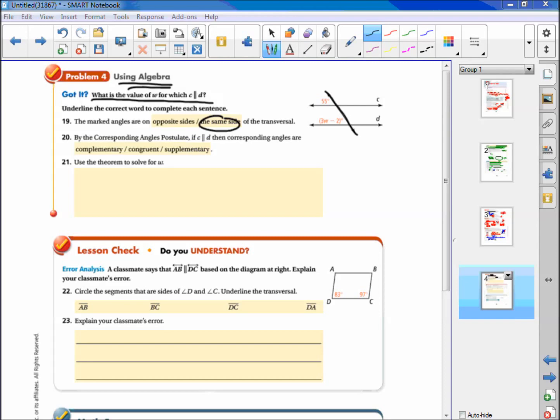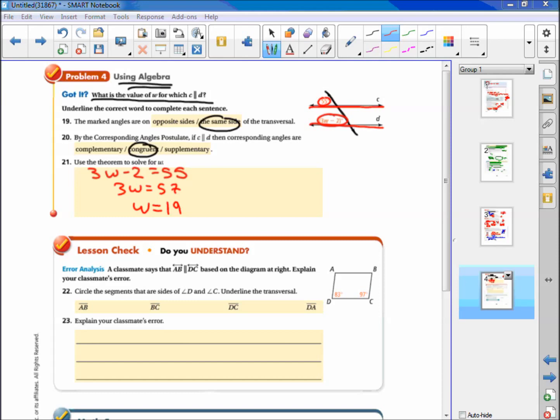By the corresponding angles postulate, C and D are supposed to be parallel. So then the corresponding angles are congruent. Okay, so if C and D are parallel, then these two angles in corresponding positions should be congruent. So we can use that to help us. Since they're supposed to be congruent, we can take 3W minus 2 and set that equal to 55 and then solve it. So 3W would equal 57. And 3 times 20 is 60, so that's 1 less. So W is 19.